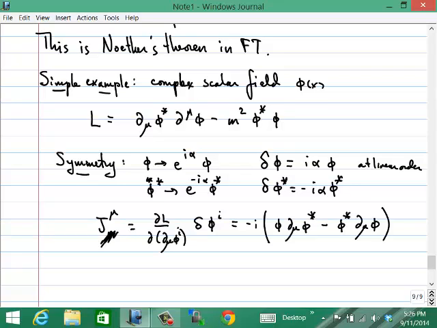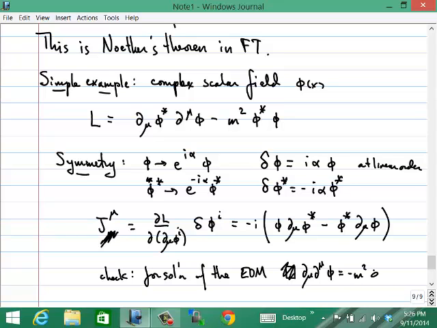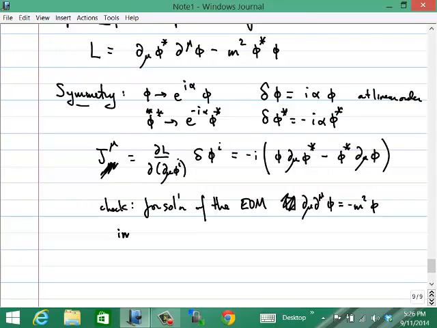And then you could go ahead and work out the equations of motion and check that for solutions of the equations of motion, which turn out just to be the Klein-Gordon equation, d mu d mu phi is minus m squared phi, indeed we have that d mu j mu is equal to 0. So I introduced this example because hopefully this current is at least a little bit familiar to you.